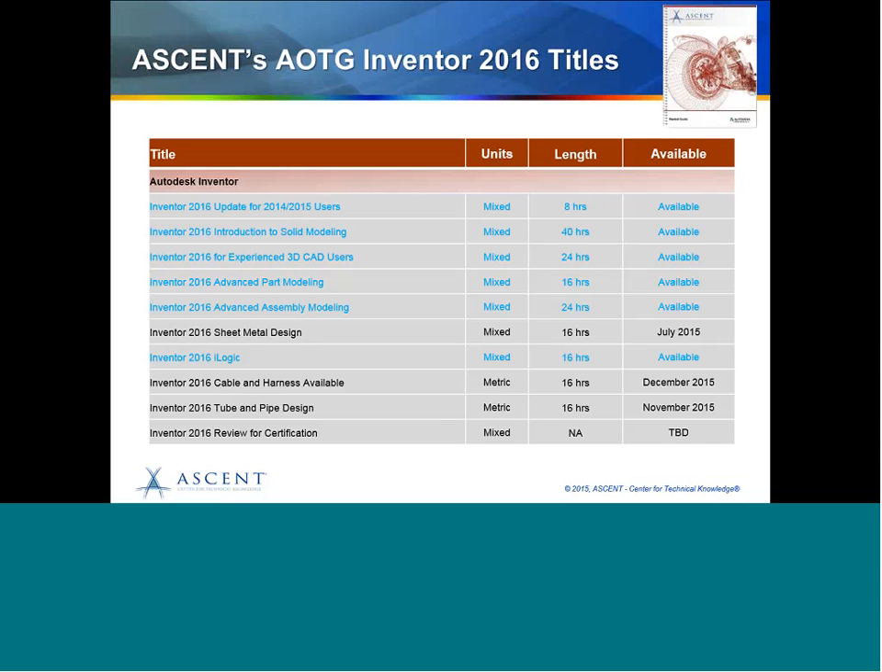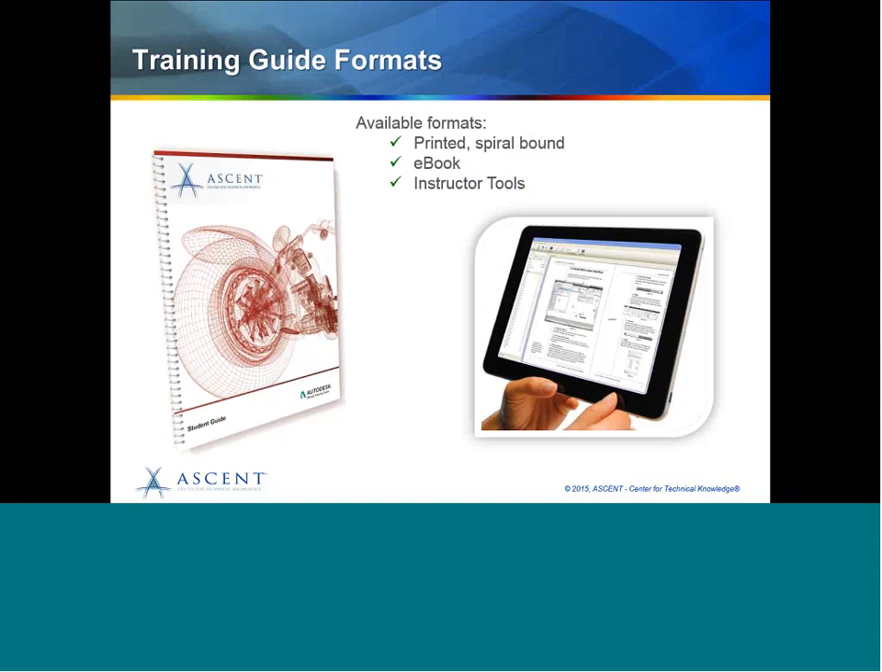You can see here all of the titles listed in blue are now available on our store. The sheet metal title is very close to release. I've finished all my work on it now, and just the editors are adding all the polish to it. So that should be out in early July, so keep an eye out for that one. And then the rest will be following up for the rest of the year. And that review for certification will come out once we know Autodesk's 2016 certification objectives.